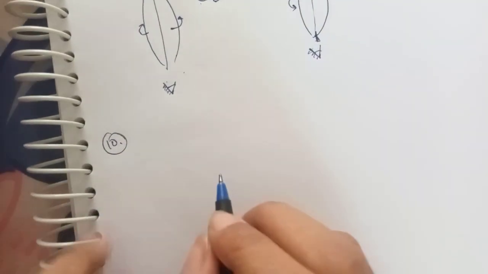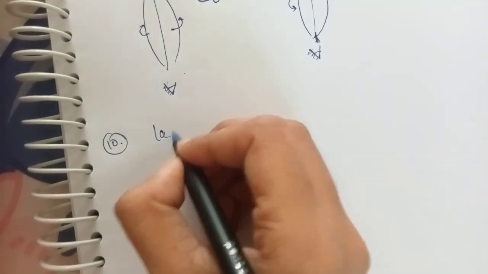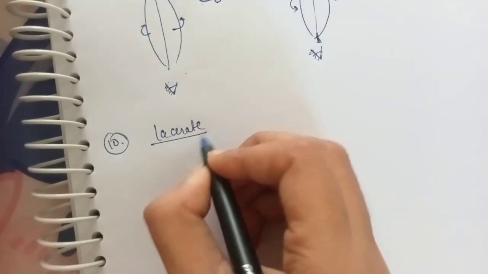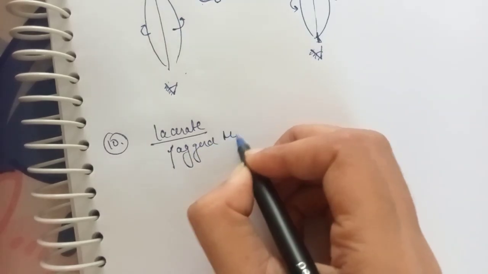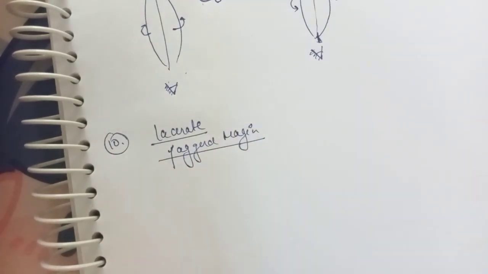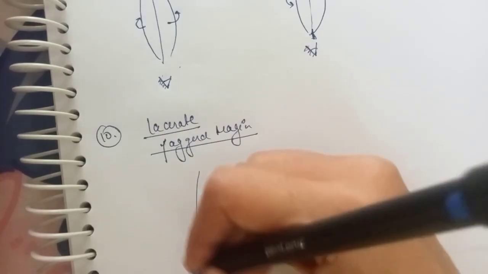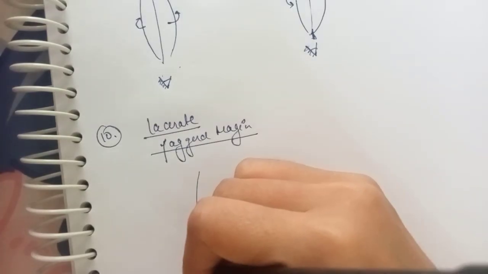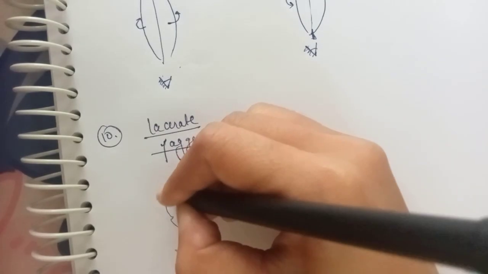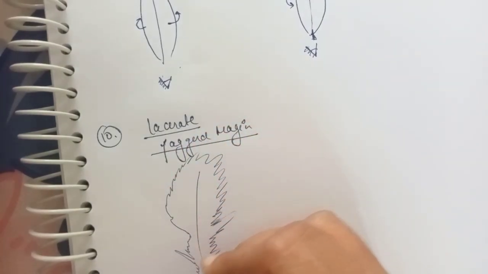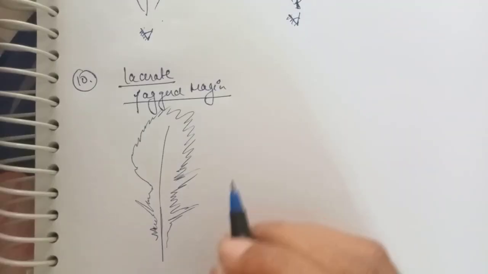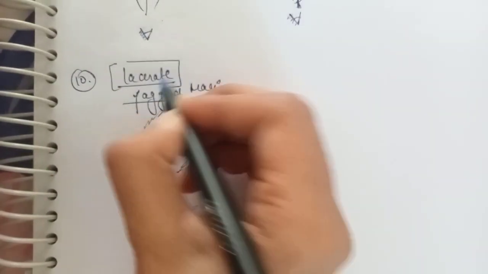The next kind of margin is lacerate. Lacerate is the most haphazard, most jagged margin. This is the midrib, and small lesions appear along it. With this kind of leaf, you don't exactly understand what the pattern of the serrations is. This is known as lacerate.